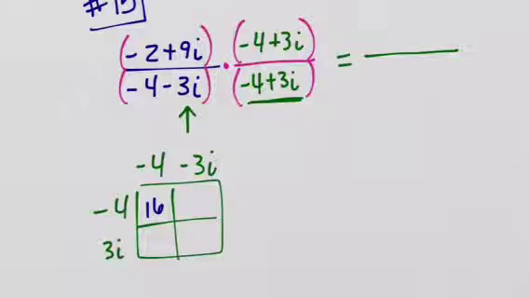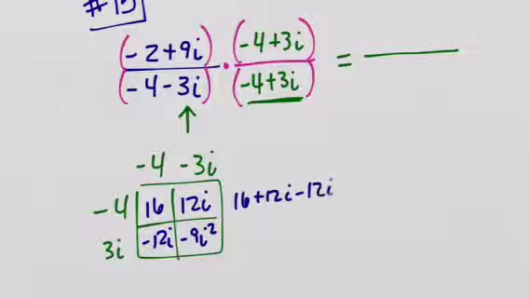16, negative 4 times negative 3i is 12i. Negative 4 times 3i is negative 12i. Perfect. These cancel each other out already, but I'll wait to do that. And then negative 9i squared. Let's pull these things out. 16 plus 12i minus 12i. Again, they cancel out. Good. And it's minus 9i squared, so it's going to become plus 9. So the entire bottom is just 16 plus 9, so it should be 25.